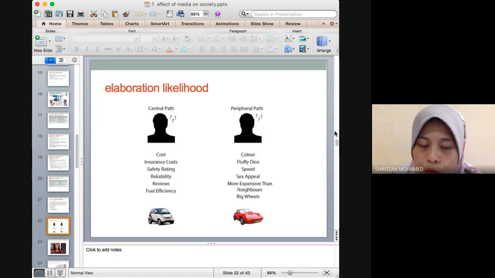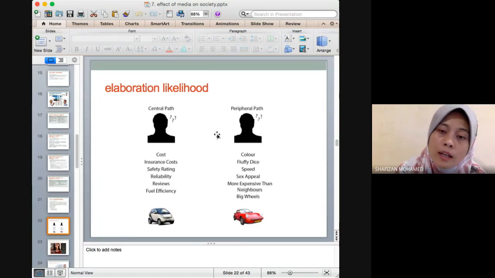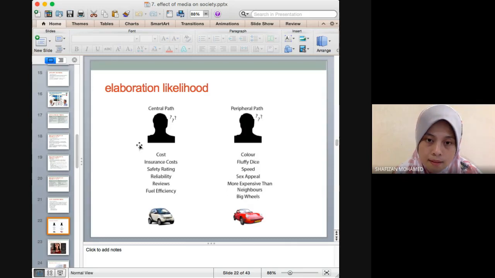What if you want to do a non-smoking campaign? Which path would you use? Non-smoking campaign. Central path, right? So you're going to tell them how wasteful it is to smoke. It's hard to make not smoking sexy. It's easy to make smoking sexy, right? So you have to take the central path.